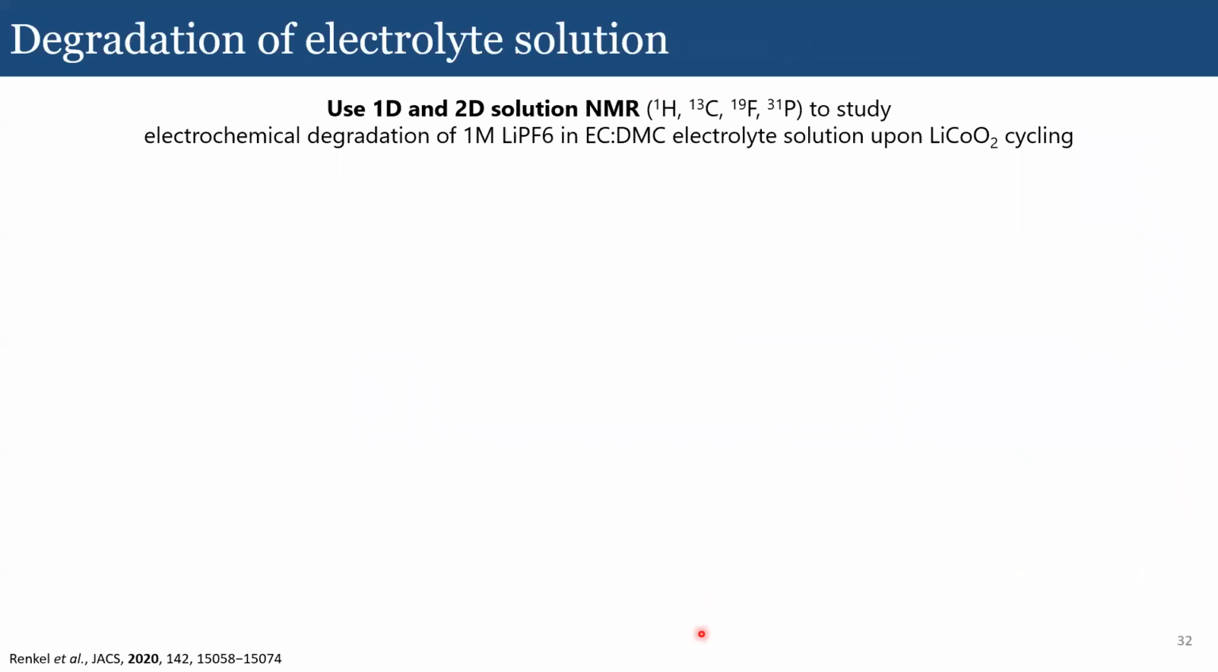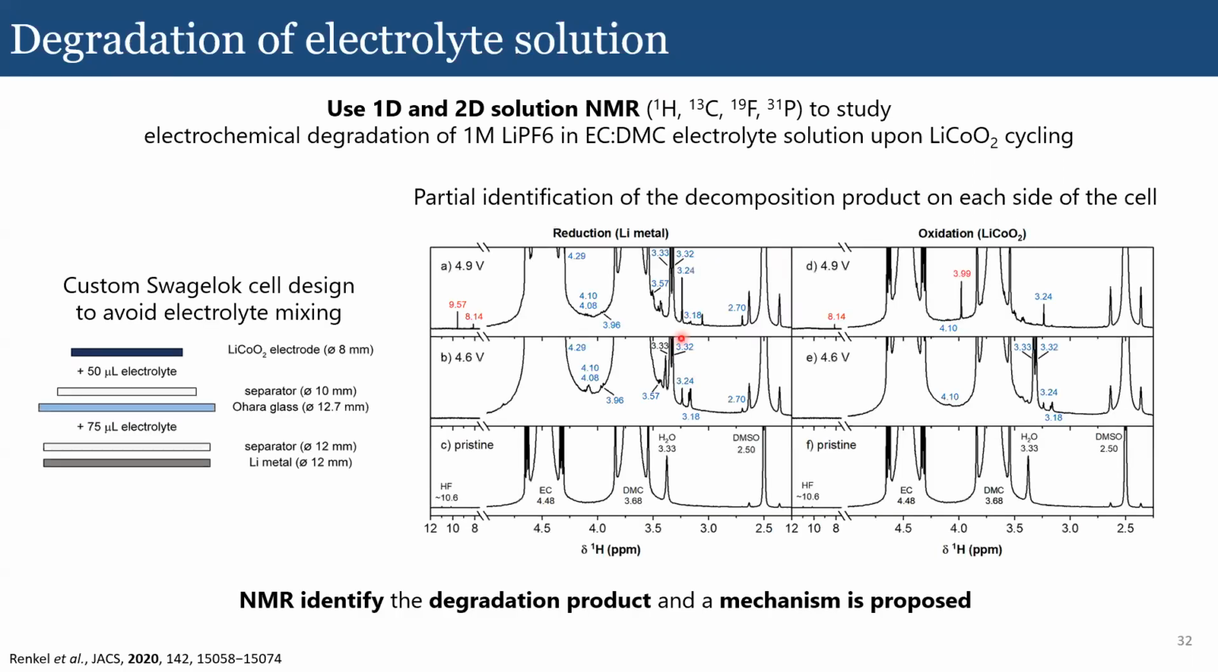So now I'm moving away again from imaging, going now to liquid state NMR, because this is also quite useful. If you look at that study, they were using liquid state NMR, so proton, carbon, fluorine, and phosphorus, to study the degradation mechanism of a typical 1 molar LiPF6 in EC-DMC electrolyte solution that they were cycling using a lithium cobalt oxide cathode. This is a very interesting approach because they were using a custom Swagelok cell that avoided having the electrolyte from the cathode and the anode side being mixed upon cycling.